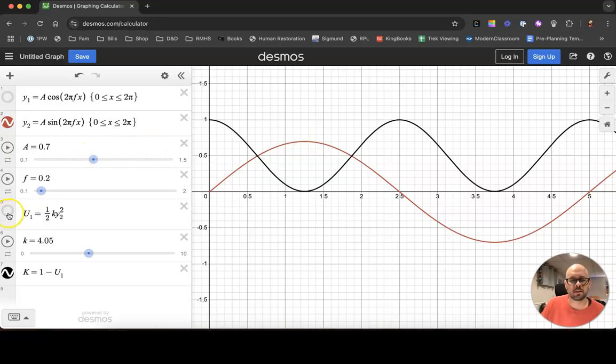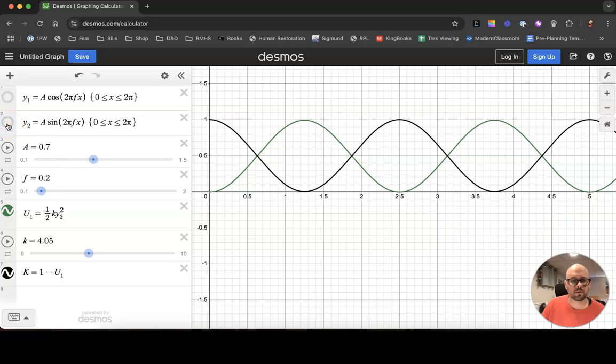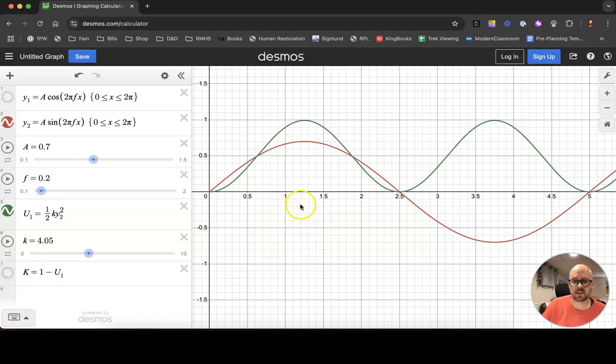If I then add in the potential energy, and I'm going to hide the position graph, you can see this relationship. As the kinetic energy goes down, potential goes up. If I show the position graph again and just show potential energy, I can see that the potential energy is at a maximum when the object is at the amplitude.